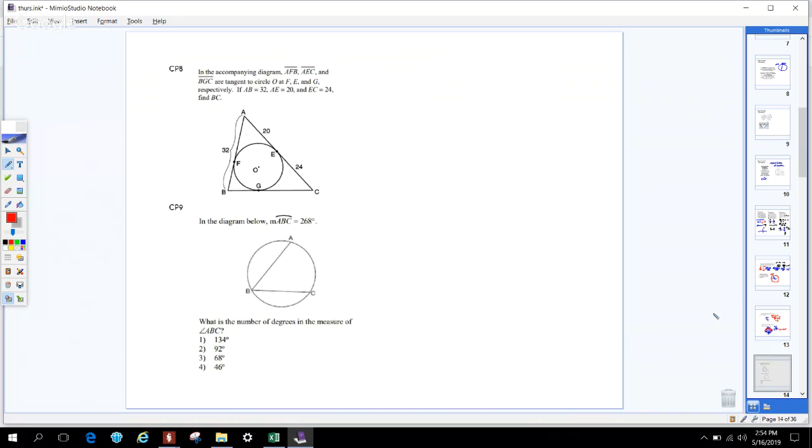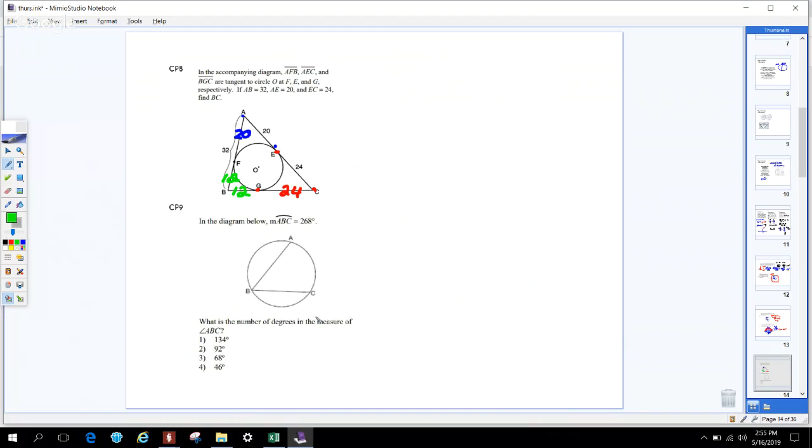Next, you'll probably see something like this. This deals with the tangents, the whole idea of tangents. So basically, let's fill this in and then we'll deal with what the question's asking. This is 24. Because it tells us all these are tangents, that means this is also 24. Because this section right here is 20, that means this section is 20. Because this whole side is 32, how much is left for BF? 12. And because BF is 12, BG has to be 12.